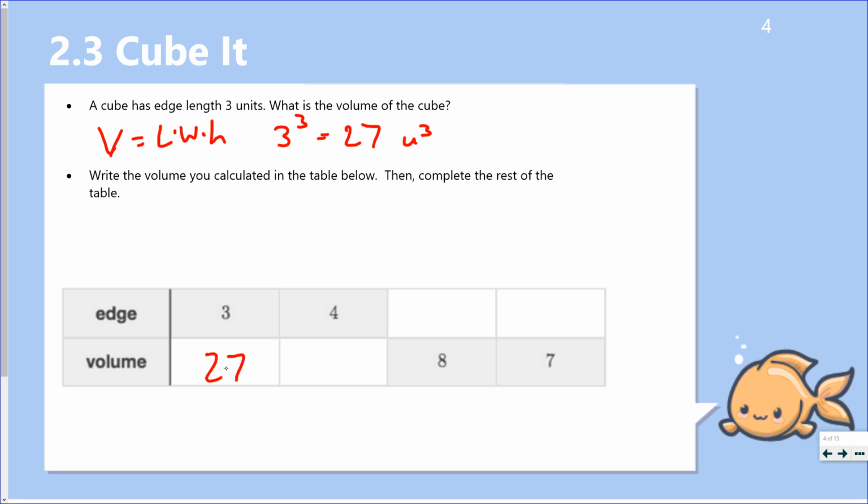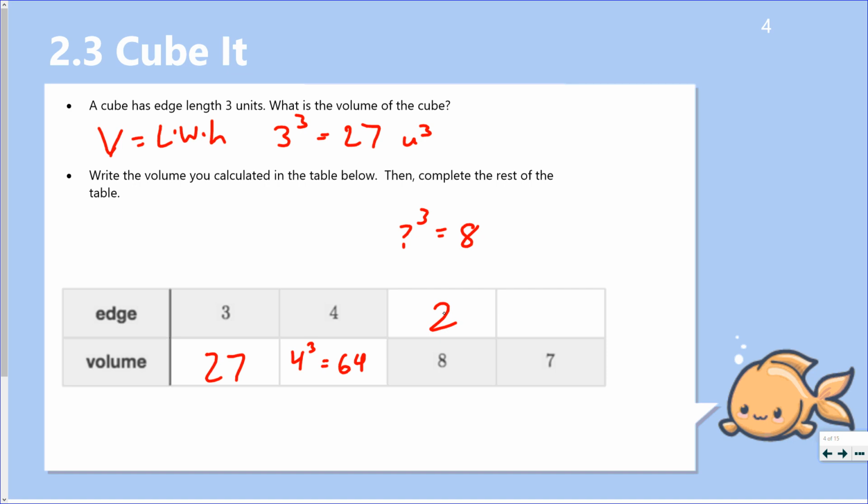All right, what about 4? So 4, well, we'll have 4 times 4 times 4, 4 to the third, that's 64. Now, what if I had a cube whose volume was 8? What number to the third power is equal to 8? 2. 2 times 2 times 2 gives you 8.